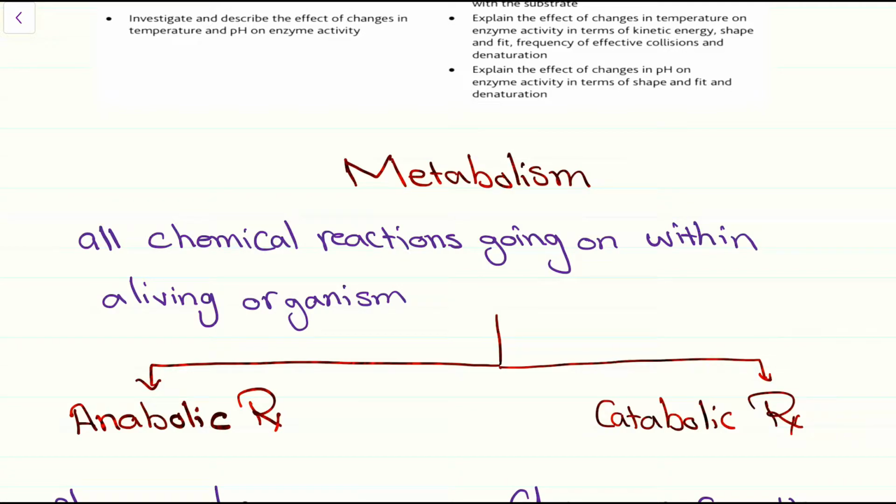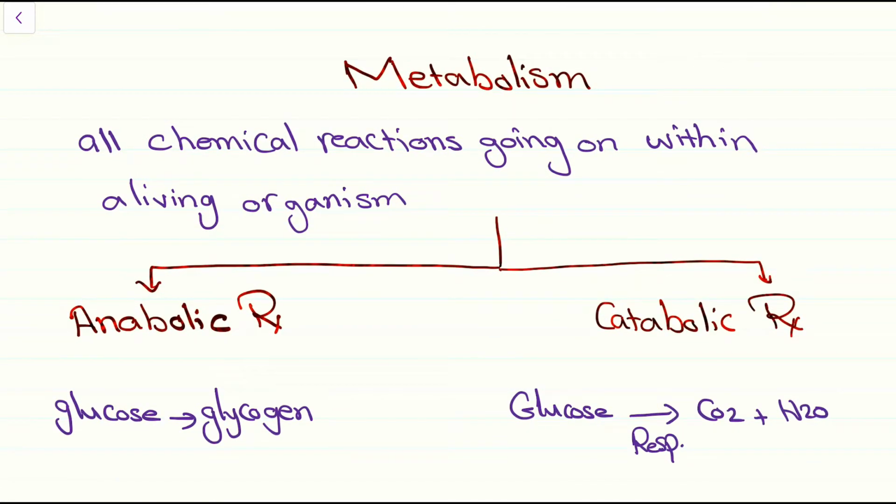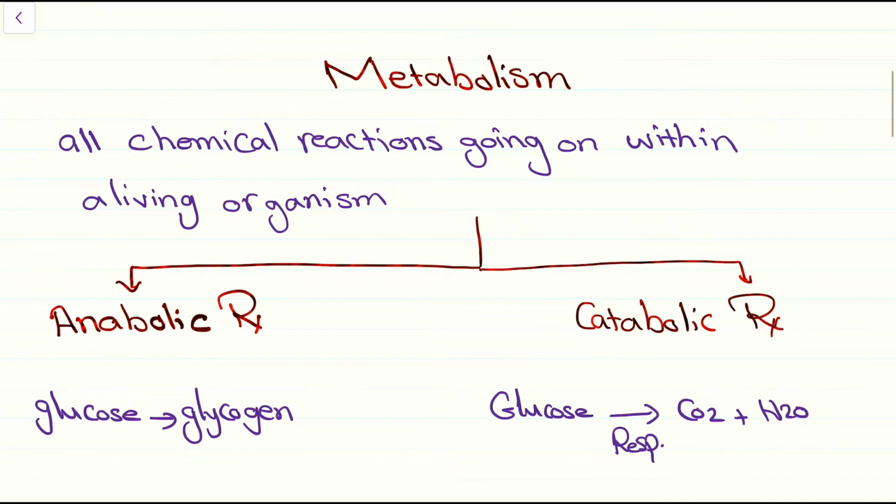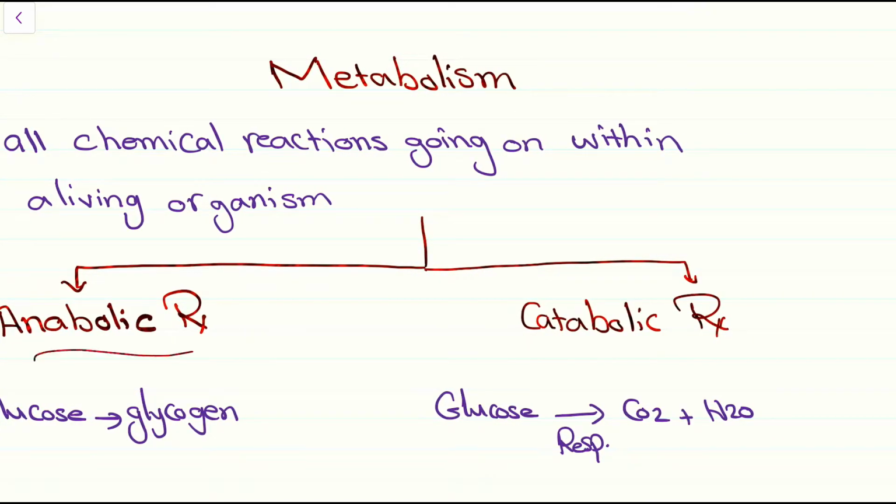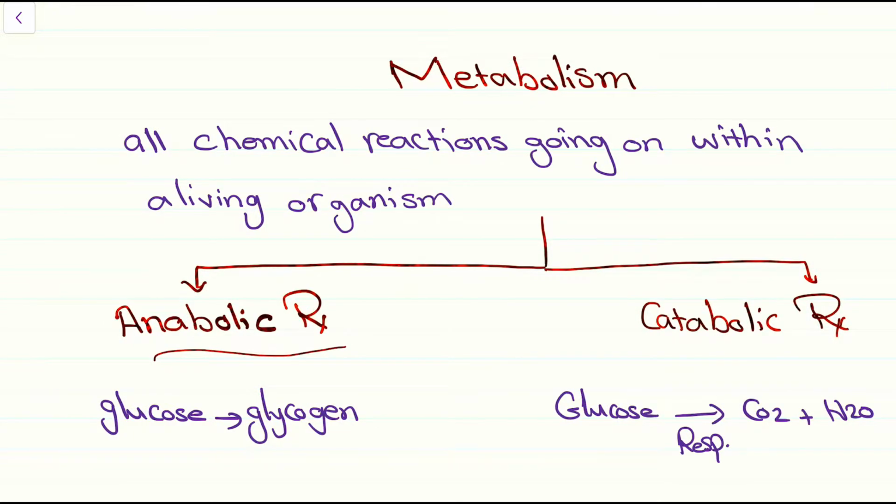But metabolism is classified into two different types: anabolic, which means reactions building up large molecules from small ones. Because we are building up, we need energy. Our example is building up glucose to form glycogen, which is stored inside the liver cell and muscle cell.